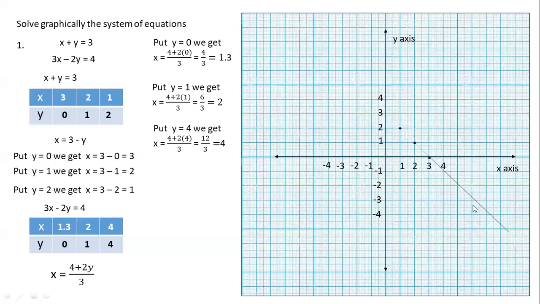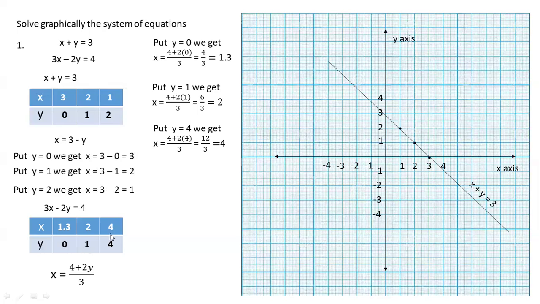Let us join that. Once we join that, this is the graph of the equation x plus y is equal to 3. So we write the equation on this line, to indicate that this is the graph of the equation x plus y is equal to 3.